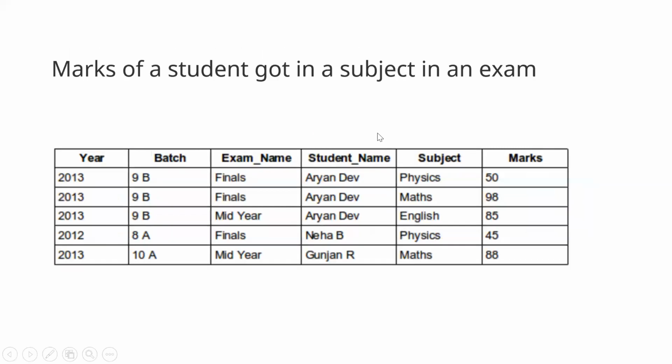There is another example: exam, batch, exam name, student name, subject, marks. Marks is the main fact. So the grain of the fact can be said as the marks a student got in a subject in a particular exam. This is the grain. A particular row signifies what? A particular student got marks in a particular subject for a particular exam as well. That's why the grain is very important.